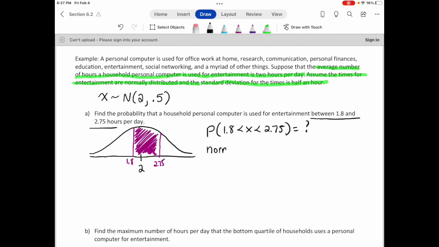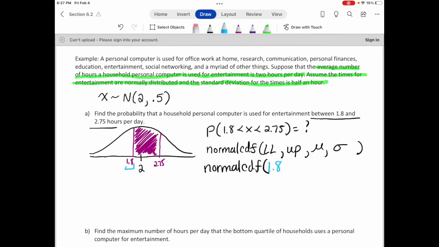So if we want to use a calculator for this, we're going to use the normal CDF. We're going to go to the distribution menu on our calculator and find normal CDF. We're going to first put in the lower limit, then the upper limit, then our mean and our standard deviation. So in this case, my lower limit is 1.8, my upper limit is 2.75, and then my mean is 2, and my standard deviation, which was given to us in the problem, is 0.5.